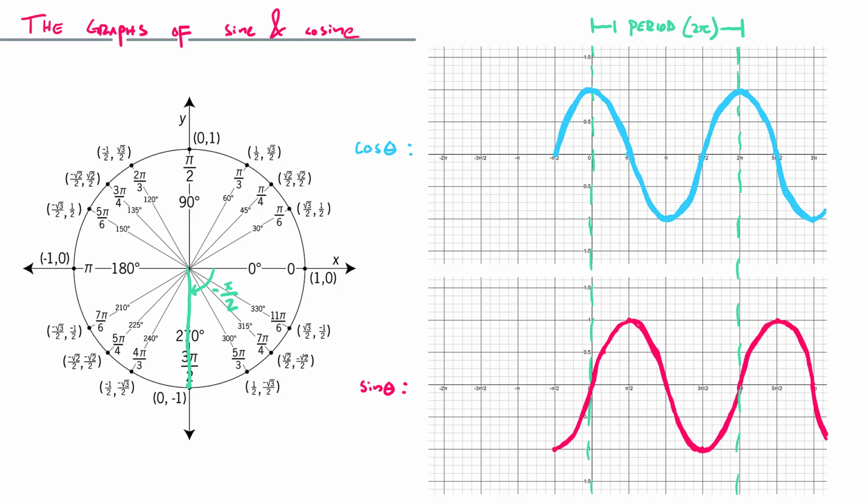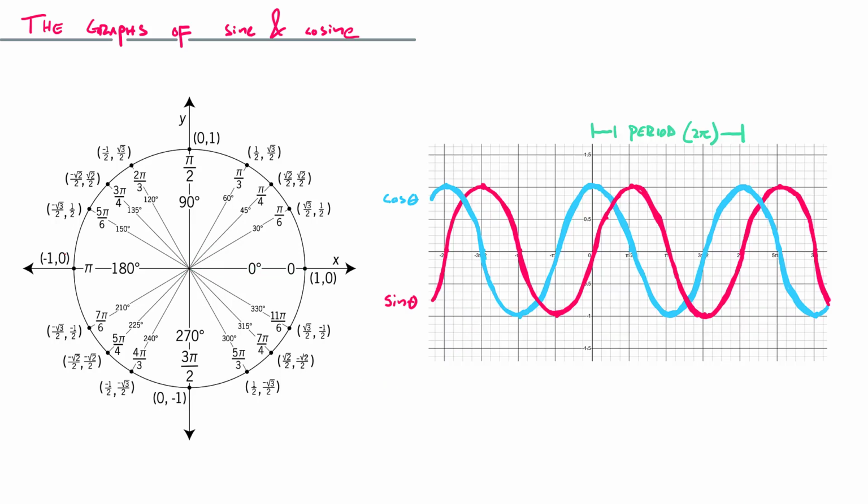Negative pi over 2 is the same angle as 3 pi over 2, right? So it's going to have the same values for sine and cosine as 3 pi over 2, which is 0 for cosine and -1 for sine. Negative pi is coterminal with pi, so we get the same values for cosine and sine of negative pi as we do for cosine pi and sine pi, right? Negative 3 pi over 2 is coterminal with pi over 2, so we get the same values as pi over 2 there. And negative pi over 2, now we're back to where we started, but in a negative direction. And so this is the sine and cosine graphs.